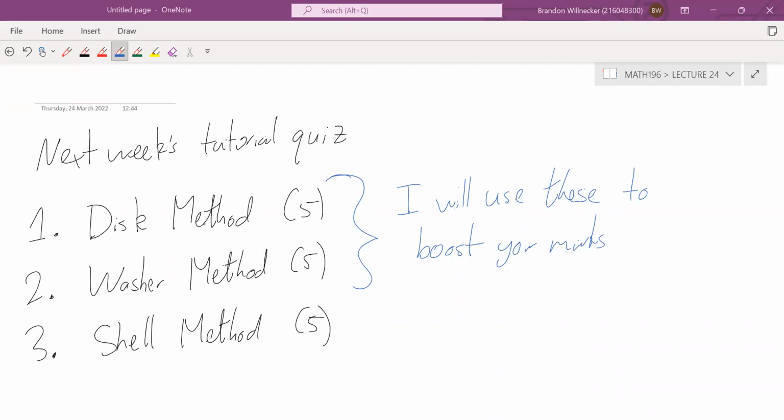Okay, but then I'm going to include this disk method and washer method. So if you go over your stuff again and then do these two, then that should boost your marks for those 2 sections. Okay, and then 1 question on the shell method, because that's what we've been doing this week. Okay, any questions on this tutorial quiz for next week? Okay, so that's for next week.